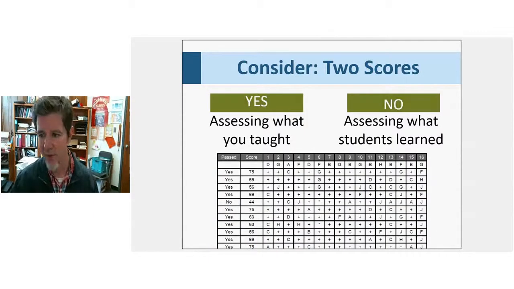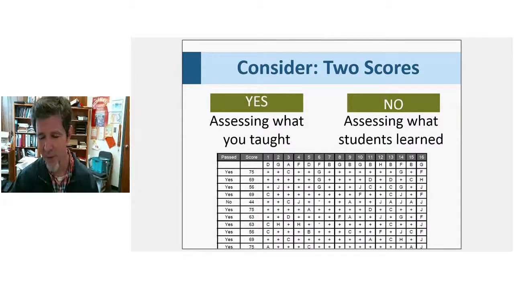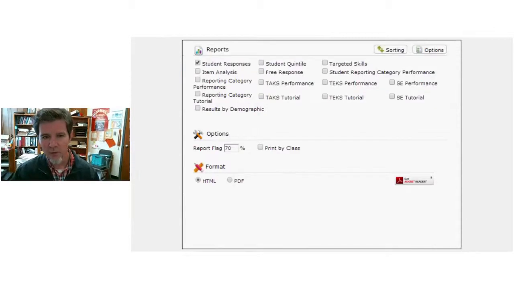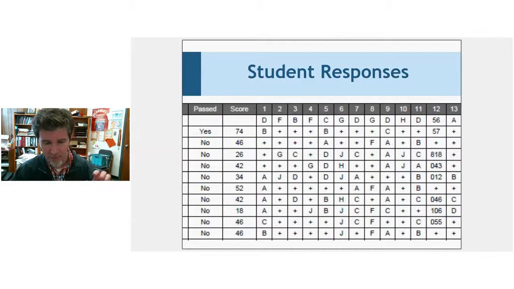Here's something else to consider. I know at the junior highs, grading these things is a big issue. So how do you give a grade for a benchmark test, especially when the passing standard might be like a 38 or a 40%, but our passing standard on report cards is a 70. So one thing you can do is to run this report called Student Responses. And it looks like this.